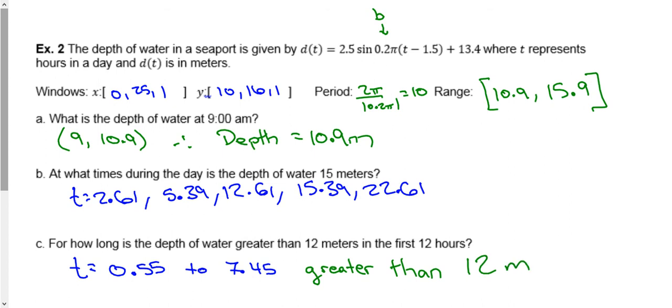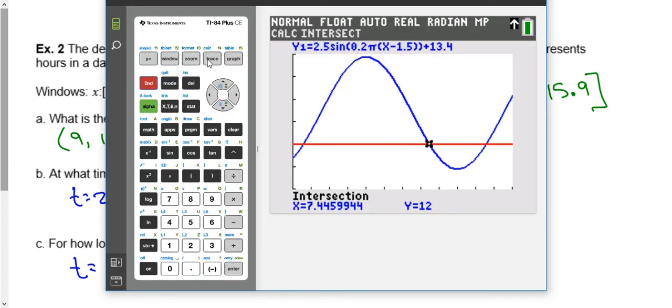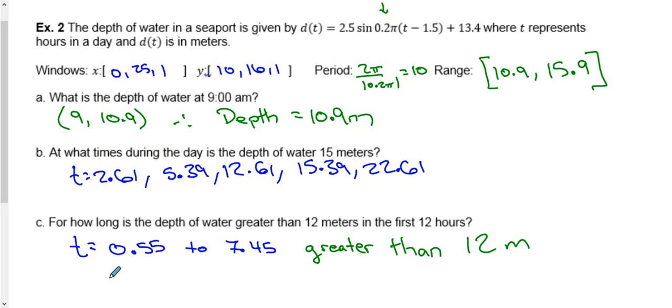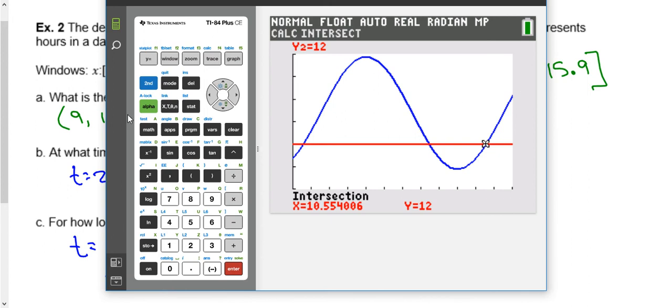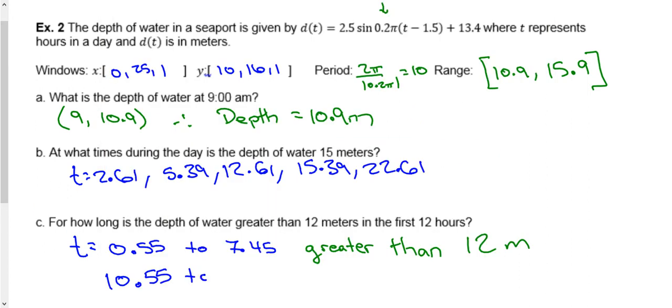But then we also have, if you notice, this section here, so let's find that. So second trace option 5. And we want to find this. Enter, enter, enter. 10.55. So the next time interval would be from 10.55. And where would it stop? Well, it's going right to the edge there, so we're going from 10.55 to 12. And during this section, it's also greater than 12 meters as well. And that's example 2.